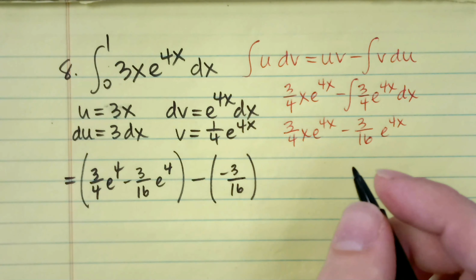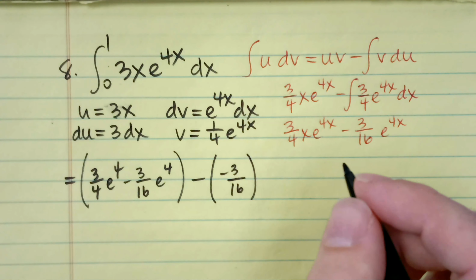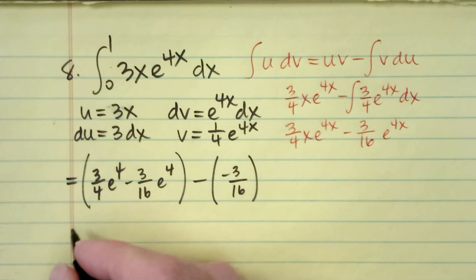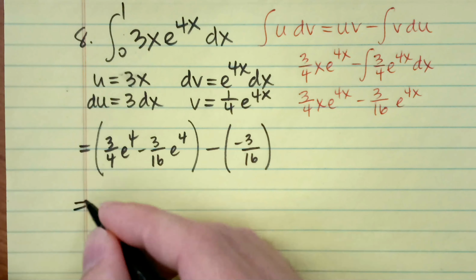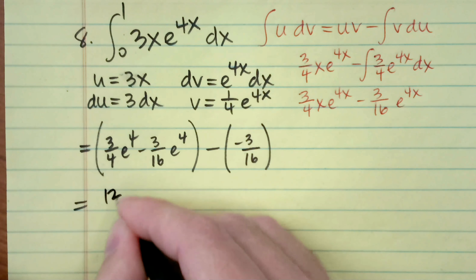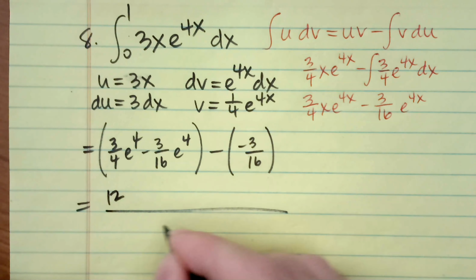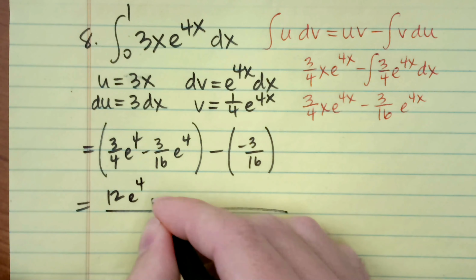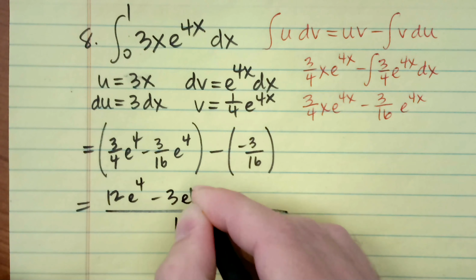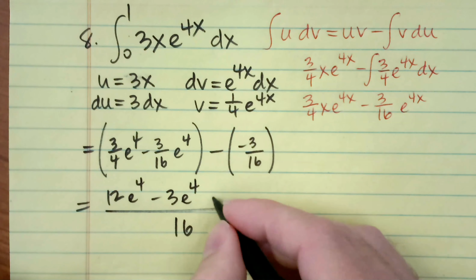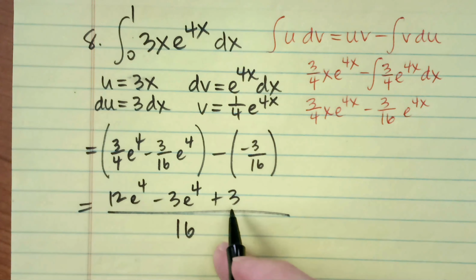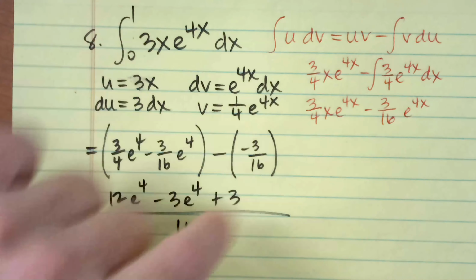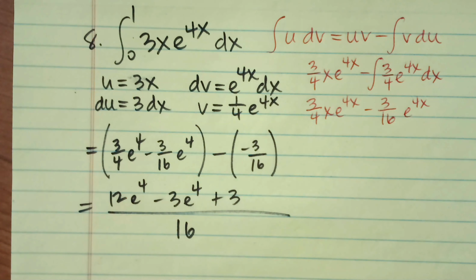So that's, actually, I've seen multiple choice questions that look like this. So we might be wise to practice our simplifying. So that's going to be 12 over 16. Everything's going to be over 16. E to the 4 minus 3 over 16 e to the 4 plus 3 over 16. And I think this is far enough for us to go on our paper, because then we could see 9 e to the 4 plus 3 over 16. That's going to be the right answer in multiple choice.